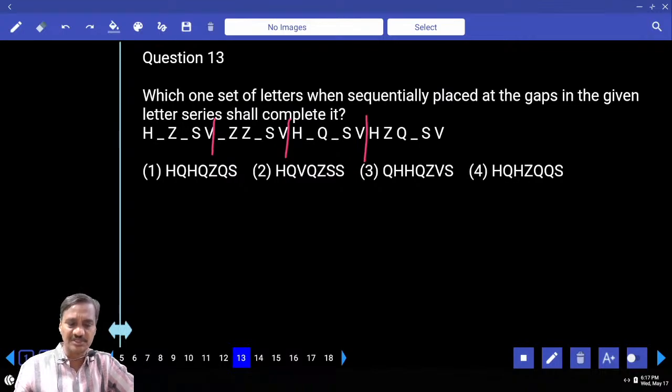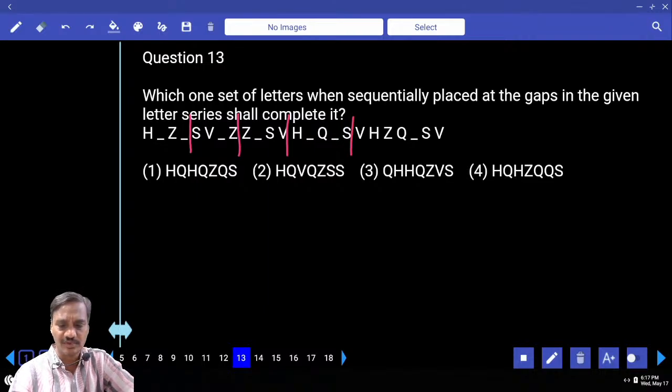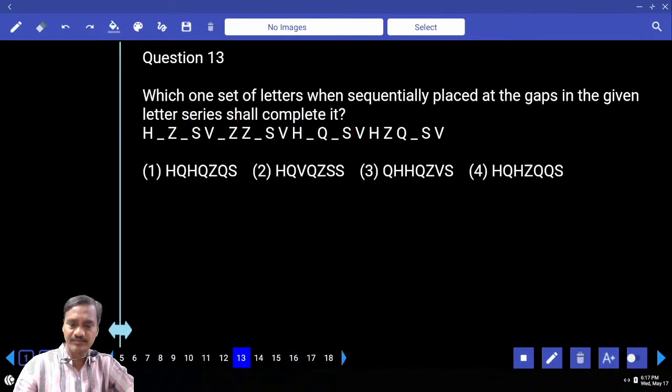Here we have H, Z, Z, don't we? Isn't it? Then H, Z, Q, H, Z, Q, and next one, H, Z, Q, blank, S, V. Then can you take into 4? Can we do 4 into 4? 1, 2, 3, 4, 1, 2, 3, 4. Then 1, 2, 3, 4. 1, 2, 3, 4, and 1, 2, 3, 4. Does it fit? 4, 4, 4. Here there are 4. 4 does not come here. And 1, 2, 3, 4, 1, 2.